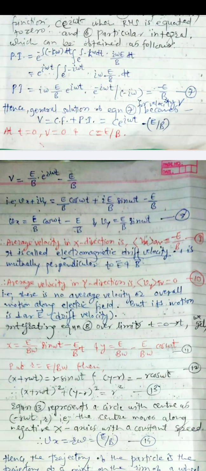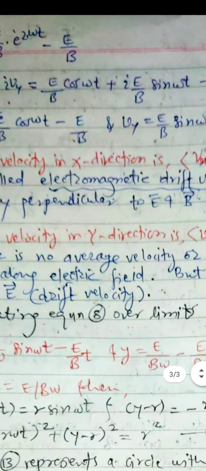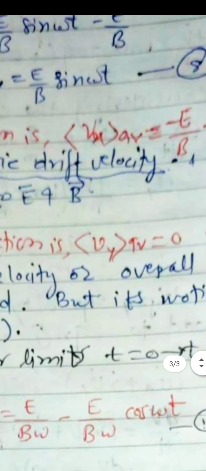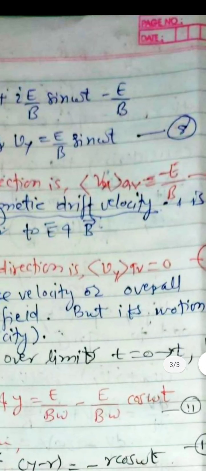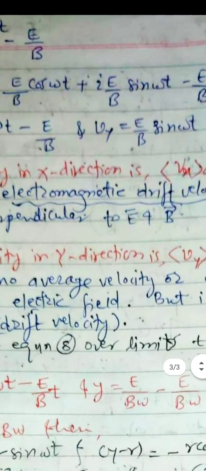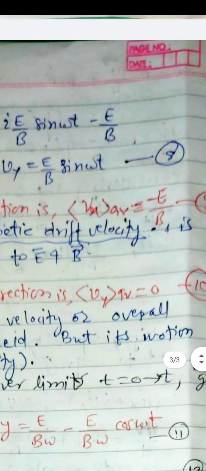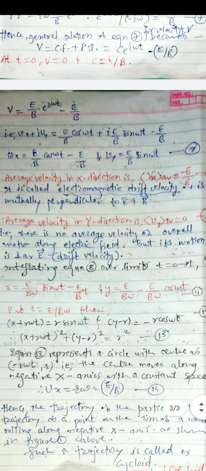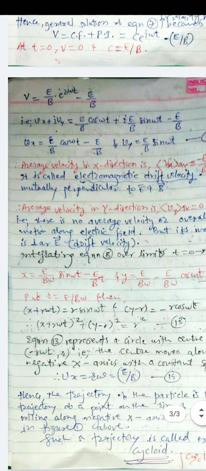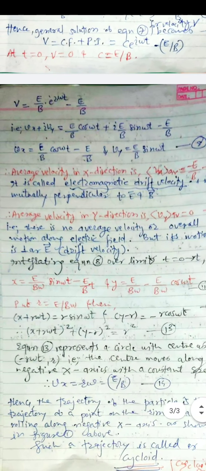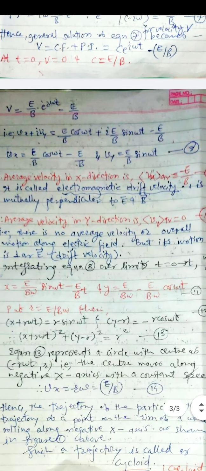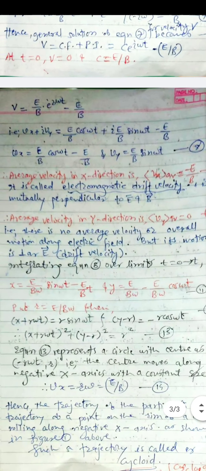Now the average velocity in the y direction, the average of Vy, equals 0. Average Vx equals minus E upon B, the electromagnetic drift velocity, whereas the average velocity along the y direction equals 0. It is equation number 10. There is no average velocity overall along the electric field, but there is motion perpendicular to the electric field as drift velocity.